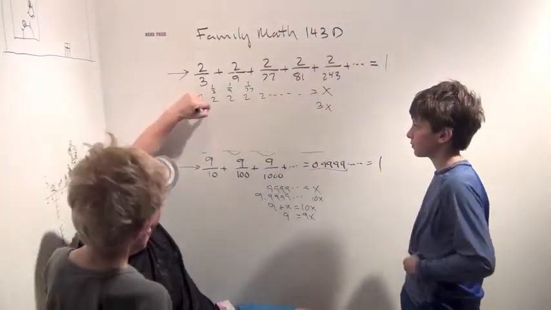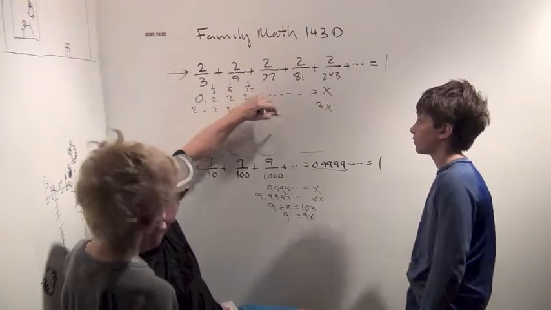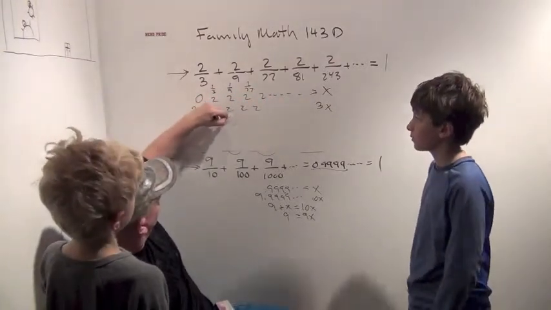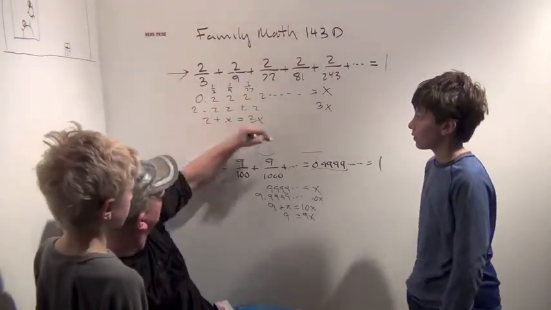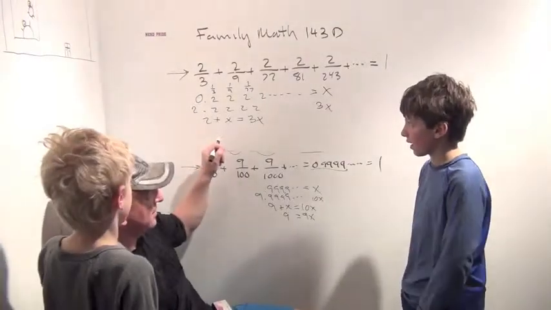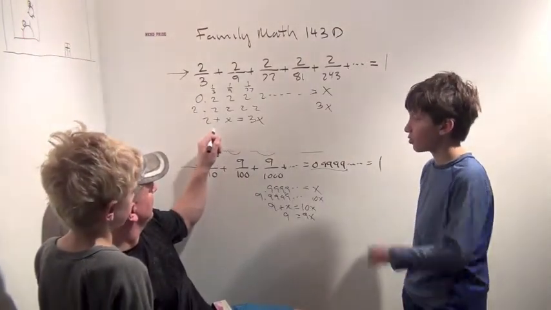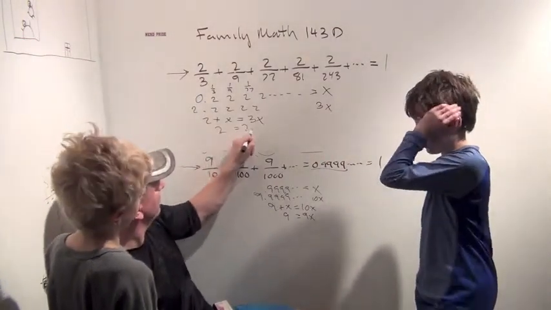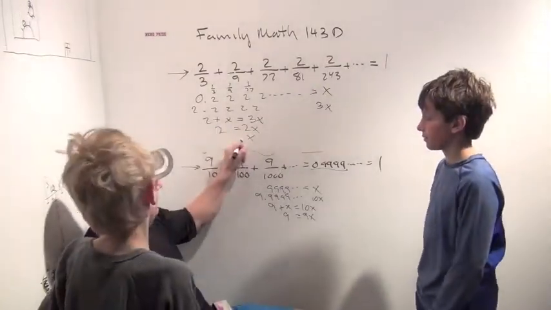Okay, so what does 3x equal? 2.2222. So 2 plus x equals 3x. Then 2 equals 2x, so x is 1. x equals 1.